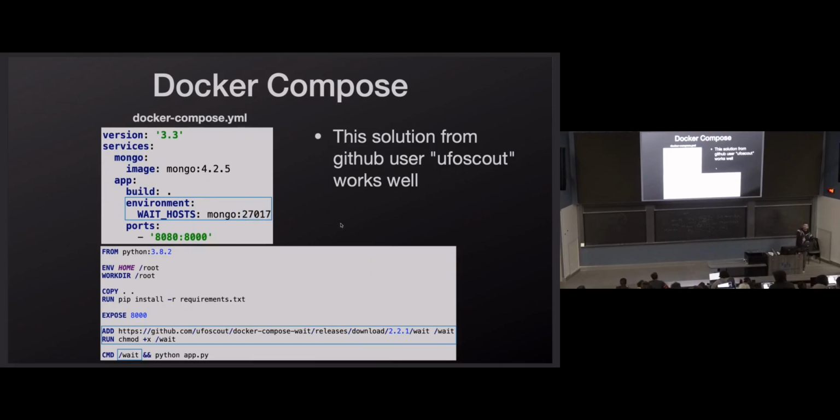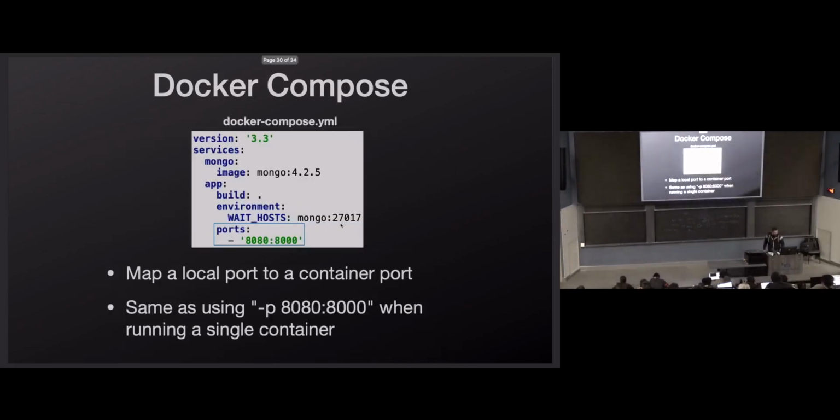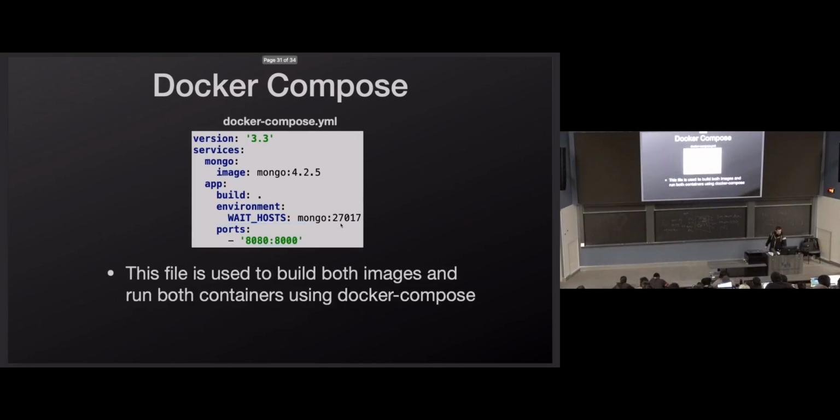So wait is going to keep pinging and saying, hey, you ready for a connection on 27017? And then once Mongo says, oh, yeah, I can connect, do the three-way handshake, it's successful and everything, then wait says, okay, I'm done. And then our app starts up. And then when our app starts up and connects, the database is ready for connections, and we're good to go. And finally, this is the same as our -p, mapping a local port to a port inside the container.